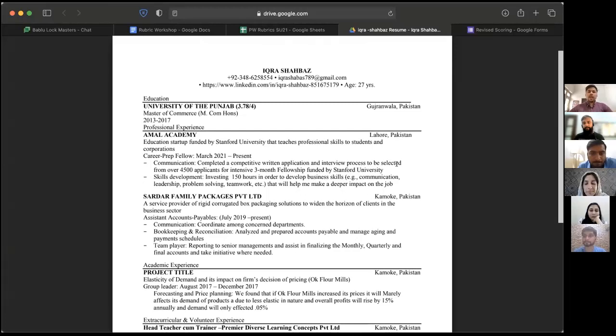Yes, sir. Okie dokie. So this is the resume of one Ikra Shahbaz, and we'll go through both the evaluation objectives. But first, we will look at the first evaluation objective. So what was the first evaluation objective from the rubric, if anybody remembers?